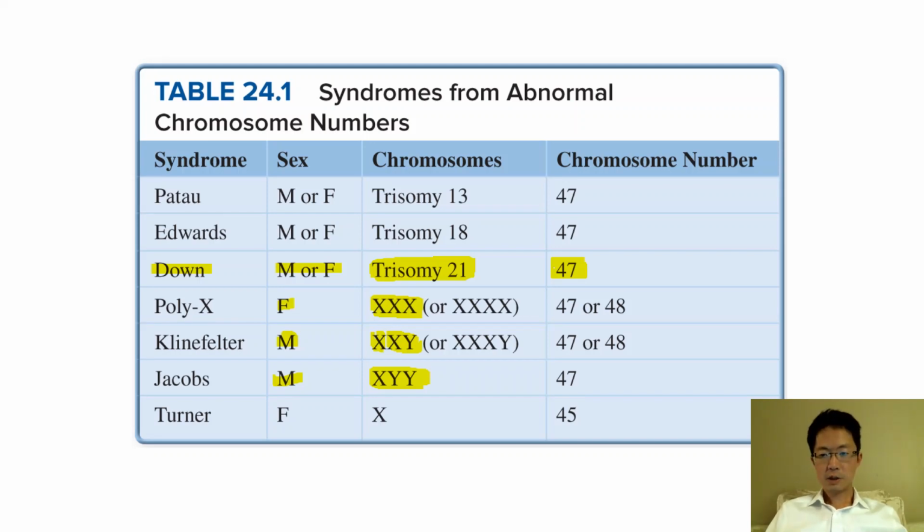Okay, last but not least, Turner syndrome. Turner syndrome occurs in females. They only have one X chromosome, so this is a monosomy. What happens to those females?